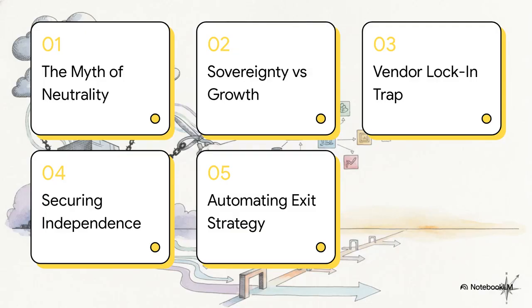Here's a quick look at how we'll break this down. We're covering 5 key areas today: the myth of neutrality, sovereignty versus economic competitiveness, the vendor lock-in trap, securing your operational independence, and finally, automating your exit strategy.